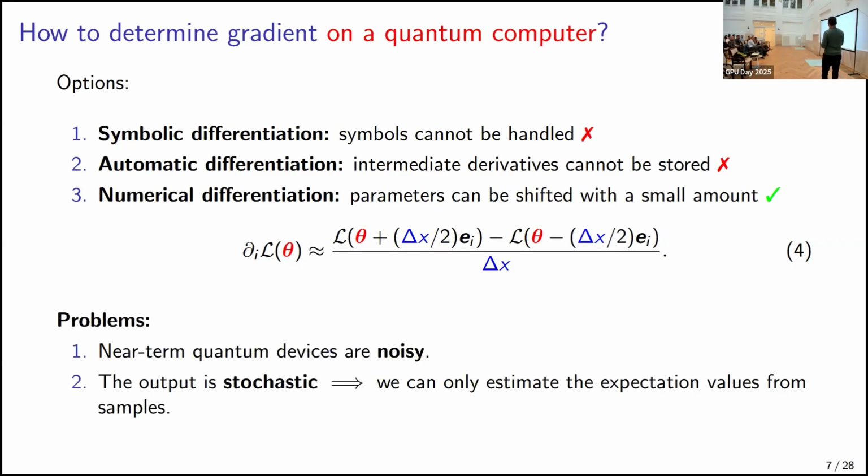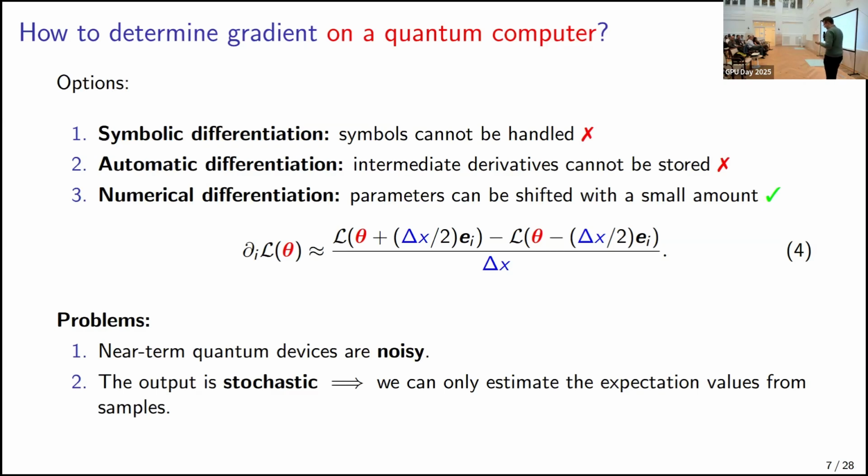But there are problems with this approach. The first problem is that near-term quantum devices are noisy. What do I mean by that? I mean that the quantum computers which we use today and will be using for the next years are pretty noisy, and we cannot really trust the data which comes out of the quantum device. So we need a more resilient differentiation approach. And the second one is that the output is stochastic.